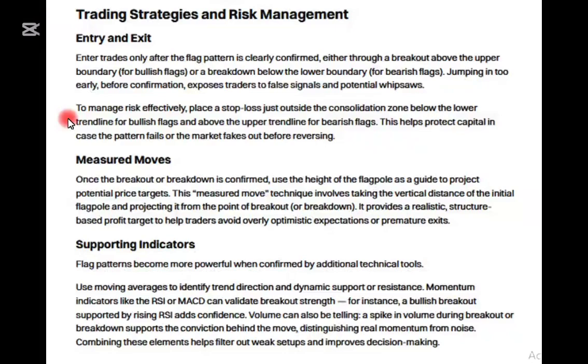Jumping in early before confirmation exposes traders to false signals and potential whipsaw. You should always know that the market actually does tests. It actually brings in the traders who are too desperate to go into the market, and it takes them out. Okay, so you need to confirm your pattern clearly before you go into your trade. All right, to manage risks effectively, place stop loss just outside the consolidation zone, below the lower trend line for bullish flags and above the upper trend line for bearish flags.